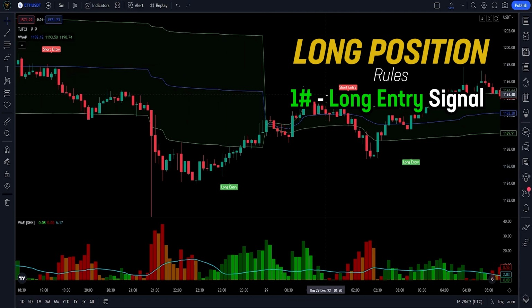Now you can probably see why we did that. If we had a bunch of other unnecessary lines and areas in this chart, we would have probably still noticed these long and short entry signals, but it would make reading this chart very complicated.